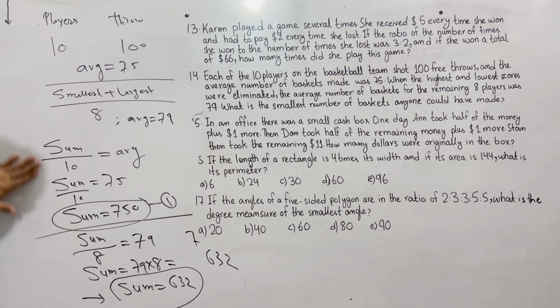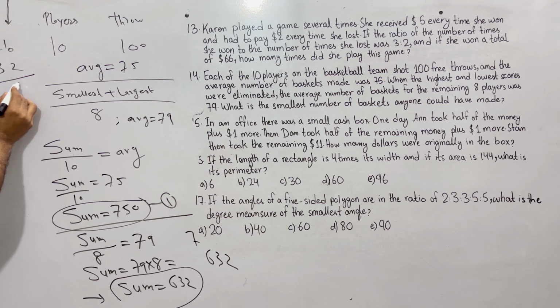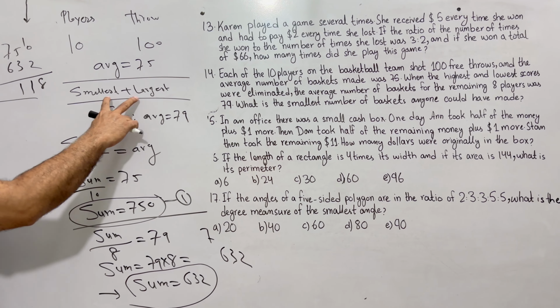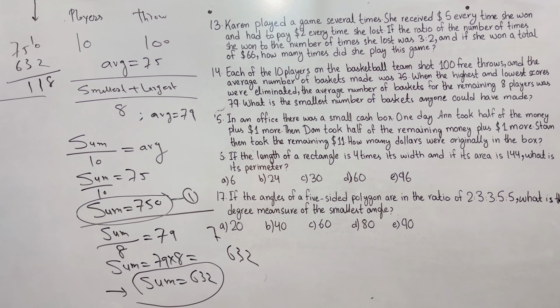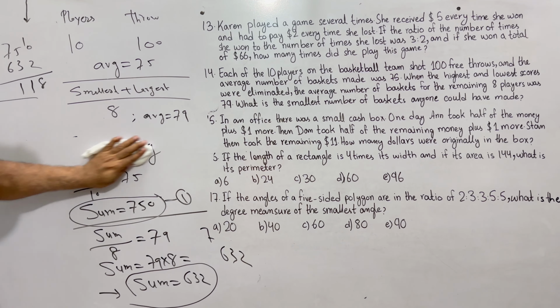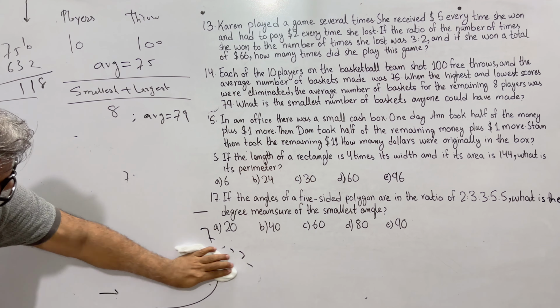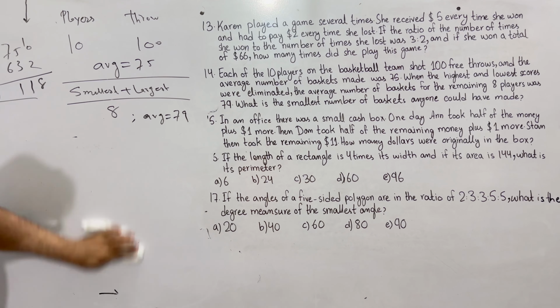So we take the difference of these two sums, 750 minus 632. Borrow 1, 10 minus 2 is 8, here remains 4, 4 minus 3 is 1. It becomes 180. So the sum of the smallest and largest is 180. We are asked to find the smallest possible value.